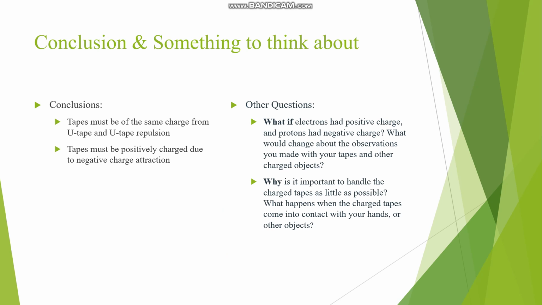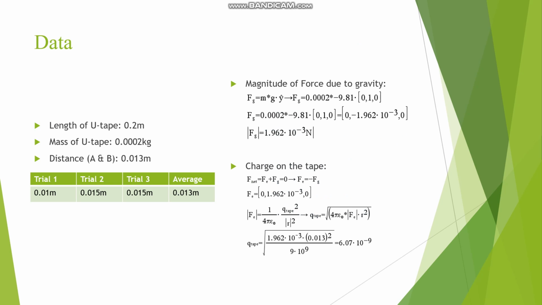Another question that we need to go over is what would happen if the charges were flipped? Now, protons are negative and electrons are positive, and the short answer is nothing would change, because any negative charge on the pen would switch to positive, and any charge interaction with the positive charges on the tape would still occur when they're negative. And then it's important to handle the charged tape as little as possible, because our skin is a very good conductor, and it will just go ahead and steal the charge from the actual pieces of tape.